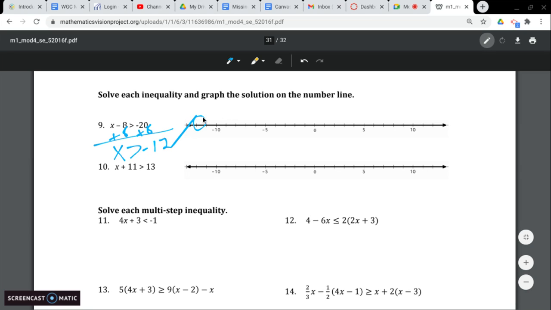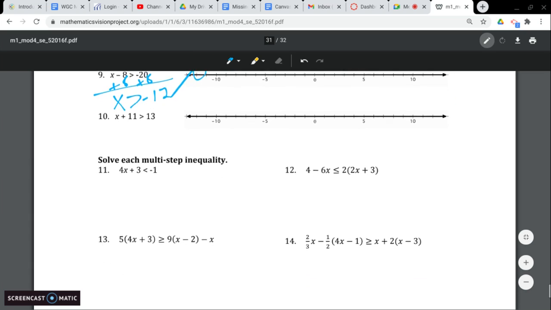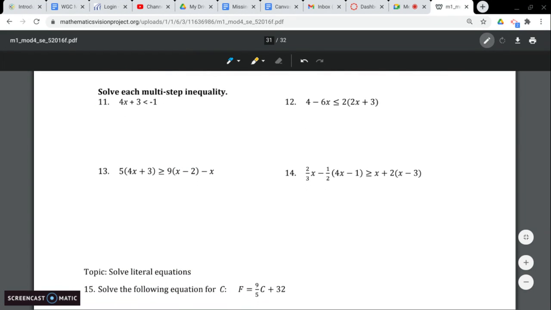And which direction is the arrow going to go? To the left or to the right? To the right, because it's x is greater than -12. So we want to go to the side where it's greater than. All right. The next section is solving multi-step inequalities. So lots of inequalities in this lesson, as you can tell.